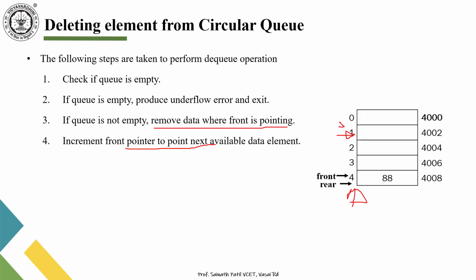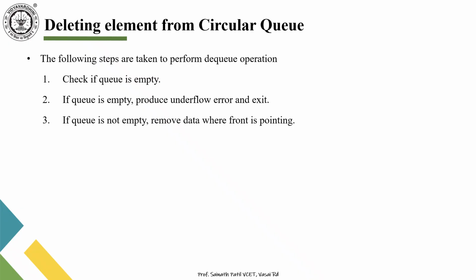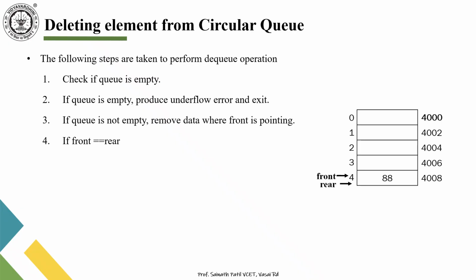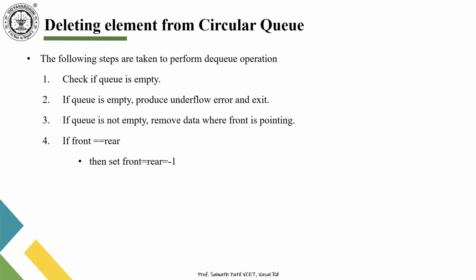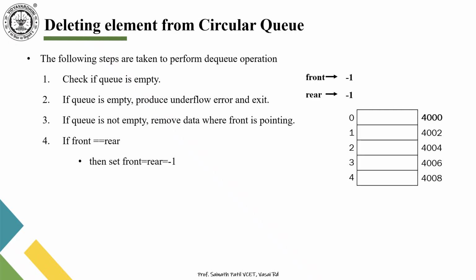Now, if the situation is like this, that means front equals rear, both are pointing to the only element which is present in the circular queue. So if this situation arises, then in that case we set front equal to rear equal to -1.